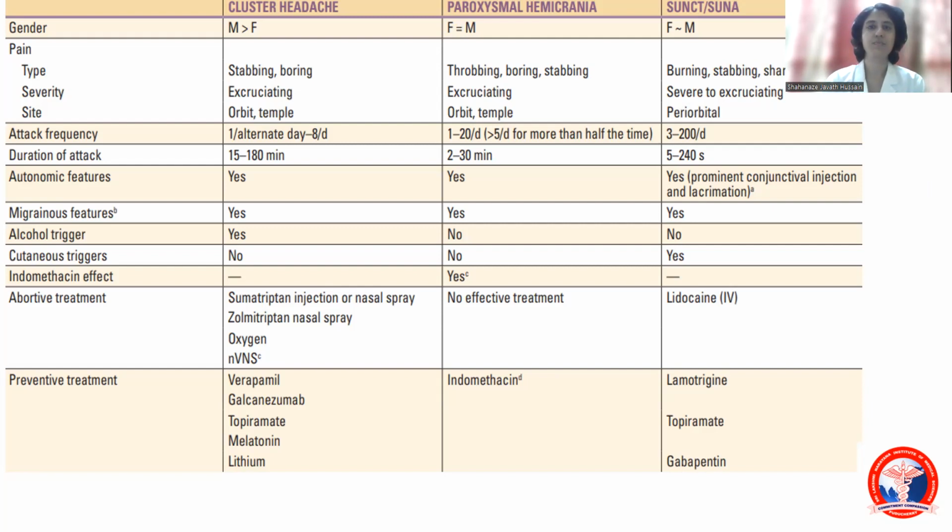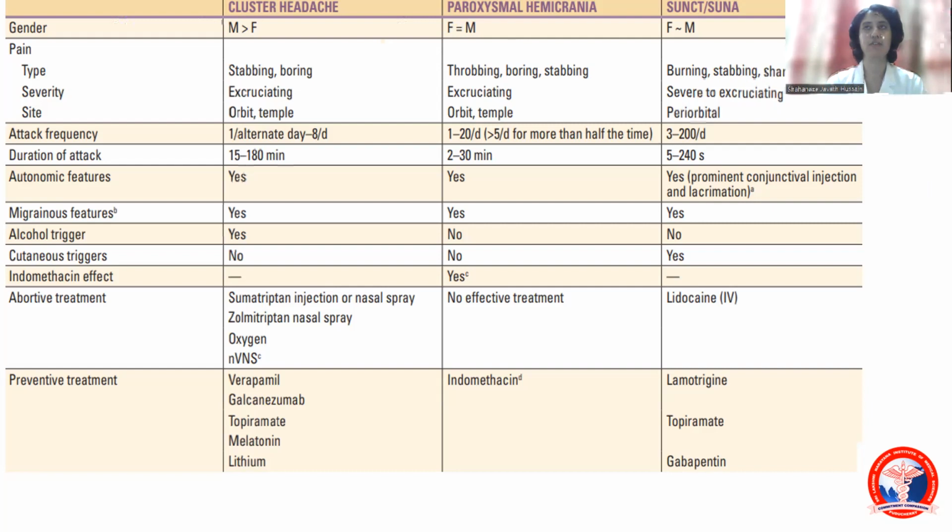So coming to paroxysmal hemicrania, it's also a trigeminal autonomic cephalalgia. It's common in both males and females. It's described as throbbing, boring, stabbing pain over the orbit and temple. You have around 1 to 20 attacks per day, usually more than 5 per day, and each attack lasts around 2 to 30 minutes.